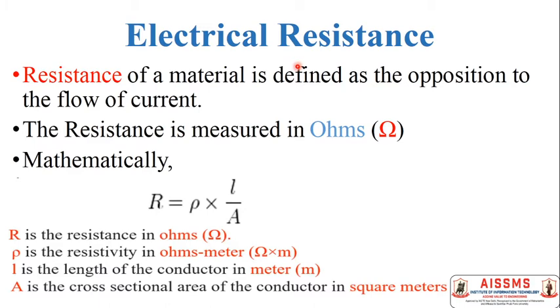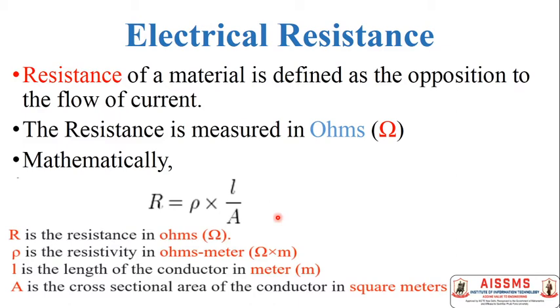Next point, electrical resistance. The resistance of a material is defined as the opposition to the flow of current. Resistance is measured in ohm. It is denoted by R.